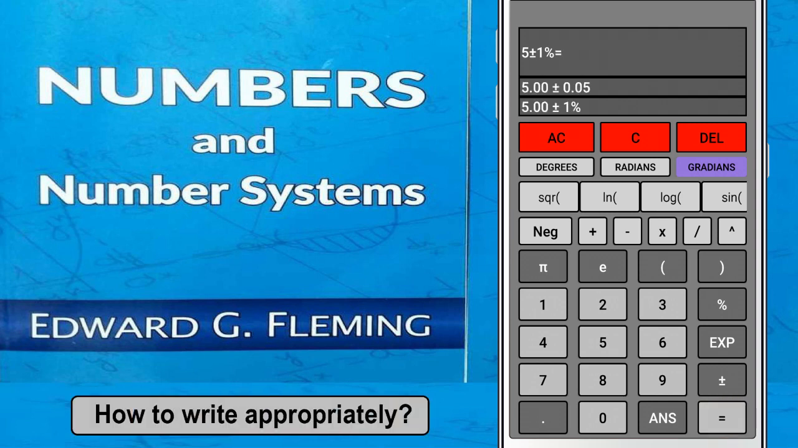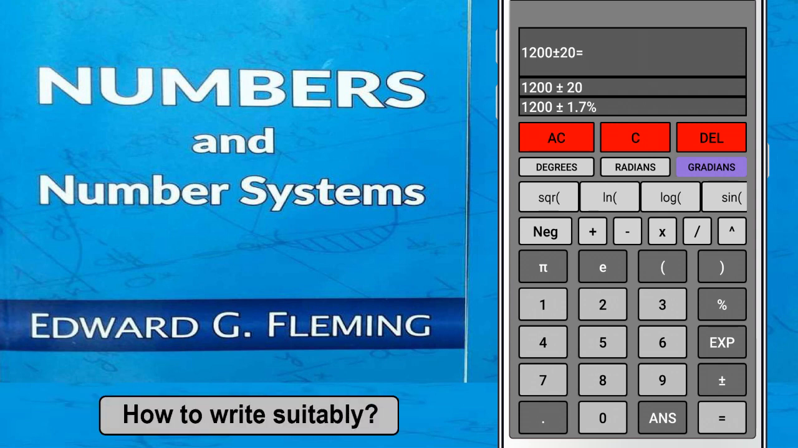Now let's say I want to know how to correctly write 1200 plus or minus 20. No problem. Simply put it in and hit equals. And there you have it. Notice that there is no decimal point in 1200, which is right, because the 0 in the ones place is not significant. Let's clear that and look at another example.